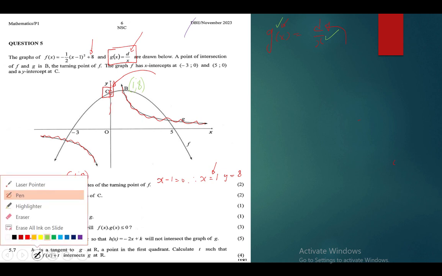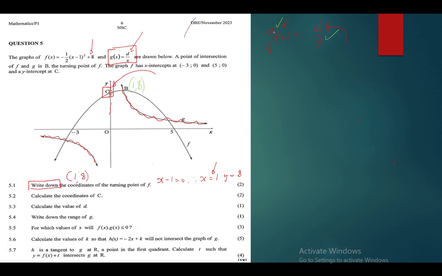So you go to the function g, where there is y, you put 8. Where there is x, you put 1. Because this point 1 and 8, they lie on the function g. They lie on both graphs. They lie on the function of f, and they are also found on g. Actually, it's the point of intersection. So this point b lies on the graph g and also on f. So you substitute your y and your x by any point found on the graph of g. So d is going to be 8.